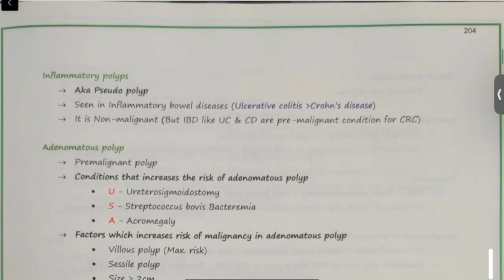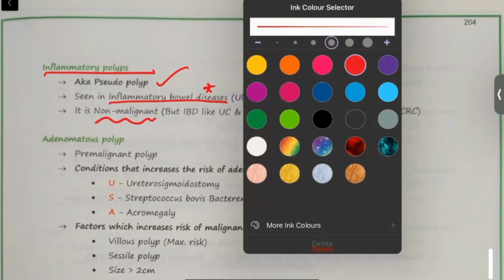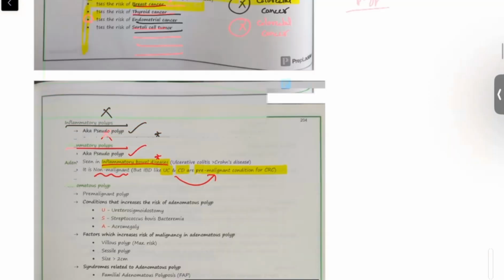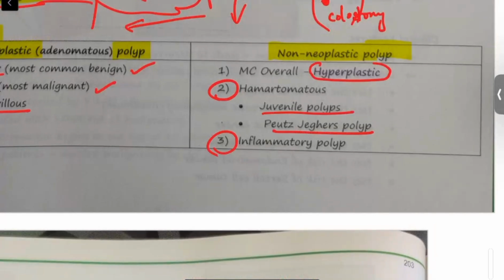Now the other non-neoplastic polyp is the inflammatory polyp. It is also called pseudopolyp. This is usually seen in case of inflammatory bowel diseases. It is usually non-malignant, but the inflammatory bowel diseases in which this is seen, ulcerative colitis and Crohn's disease, are pre-malignant conditions. But as per se, inflammatory polyps will not cause colorectal cancer. So this brings us to the end of non-neoplastic polyps, which we have discussed. We have discussed hamartomatous, that is juvenile and Peutz-Jeghers, and inflammatory polyps.